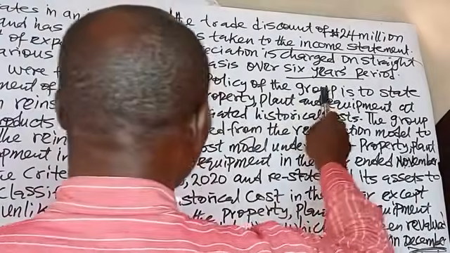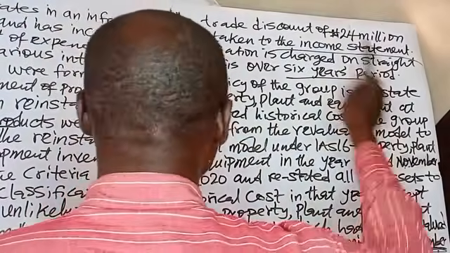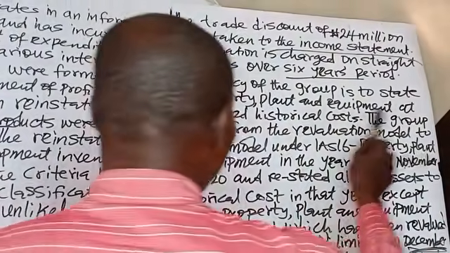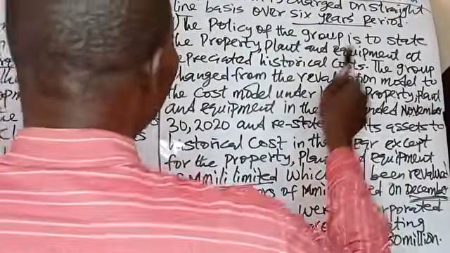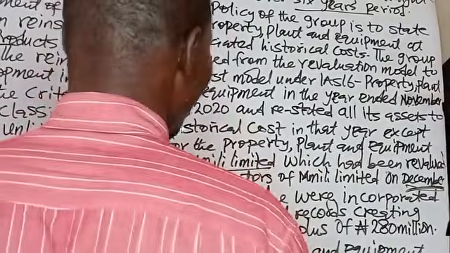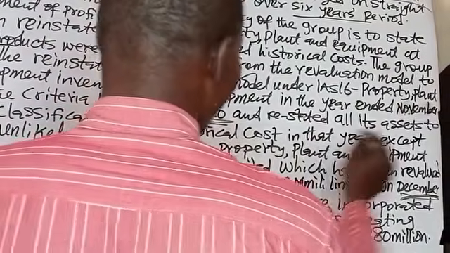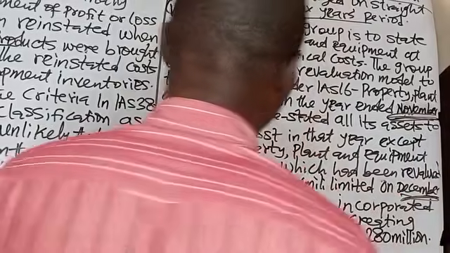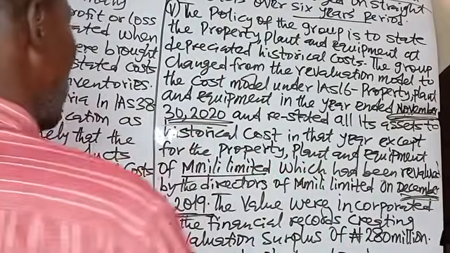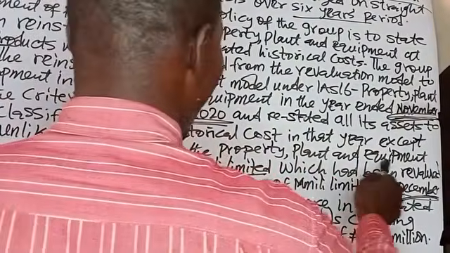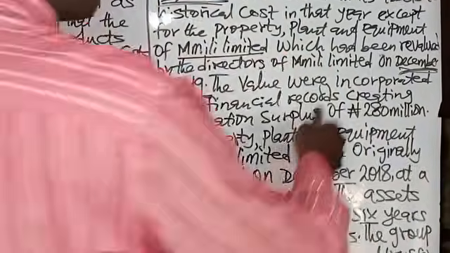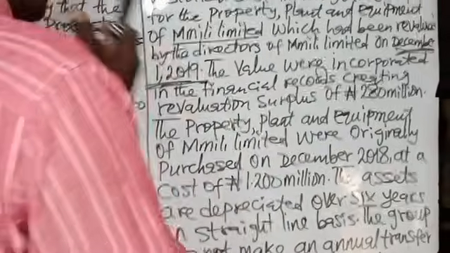The policy of the group is to state the property, plant, and equipment at depreciated historical cost. The group changed from the revaluation model to the cost model under IAS 16 property, plant, and equipment in the year ended November 30, 2020. So the current year end, the change from the revaluation model to cost model, and restated all its assets to historical costs in that year, except for the property, plant, and equipment of Mainly Limited, which had been revalued by the directors of Mainly Limited on December 1st, 2019.